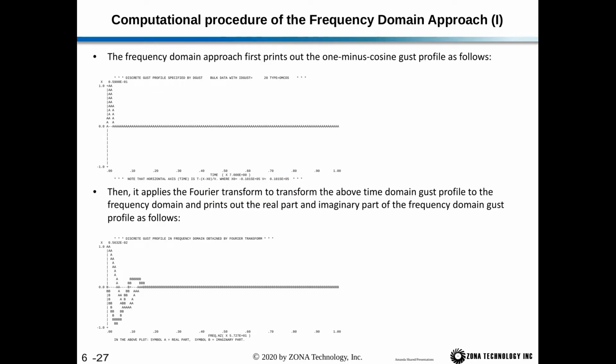Next, we'll be looking at the output file from the analysis. The frequency domain approach first prints out the 1 minus cosine Gust profile in the output file, which looks like this. Notice it says the discrete Gust profile specified by the Gust card with type OMCOS. So this is our 1 minus cosine. Then it applies the Fourier transform to transform the above time domain Gust profile to the frequency domain and prints out the real part and imaginary part of the frequency domain Gust profile as shown here. So this is our Gust excitation in the frequency domain.